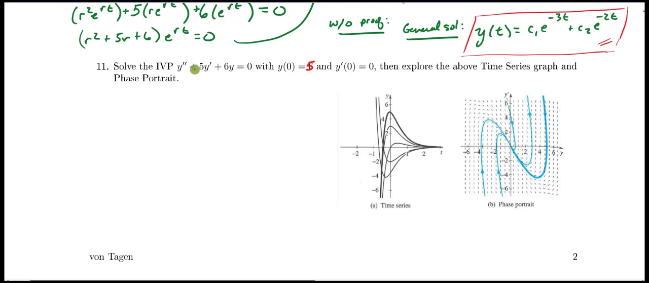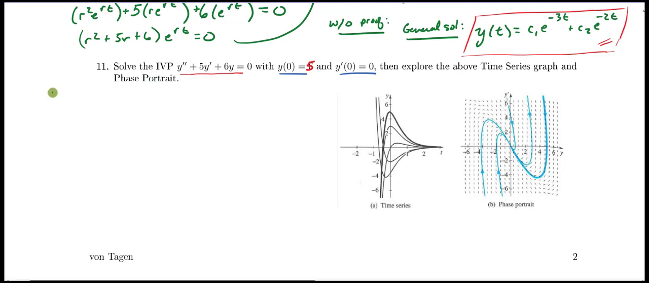So we've got the same ODE as before, and then I give you an IVP with these two initial conditions. This would be y of 0 equals 5, and you may be missing it, this should say y prime of 0 equals 0. And then we're going to go ahead and give the particular solution to this ODE. And then I want to discuss these time series and phase portraits.